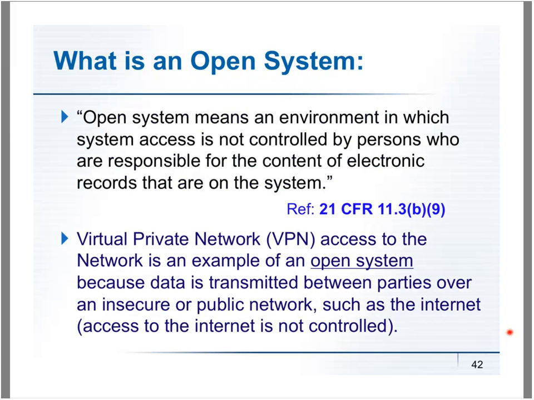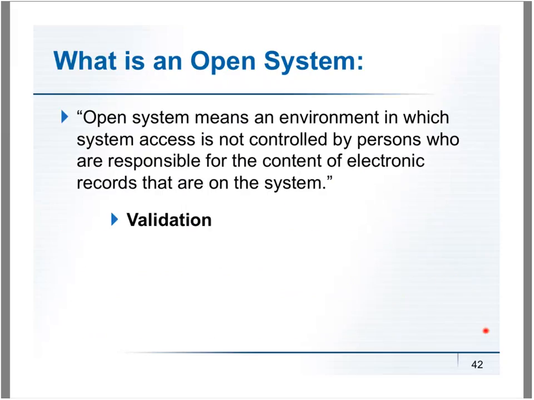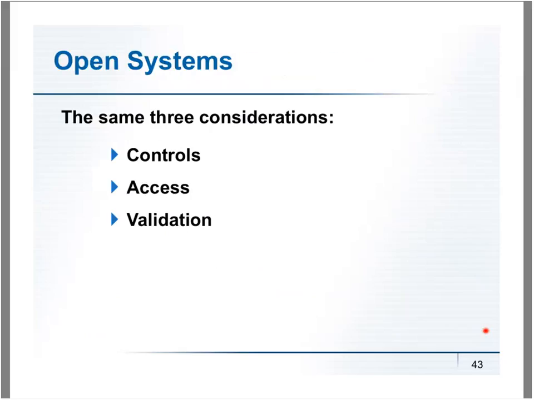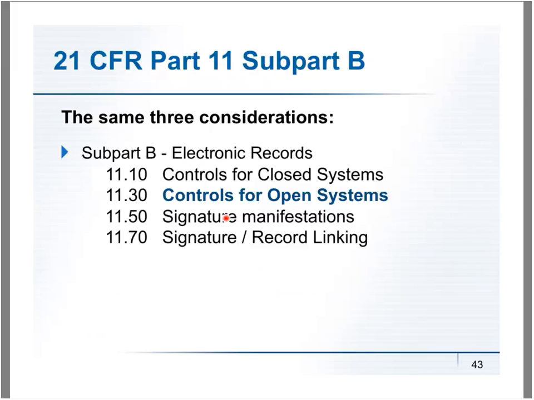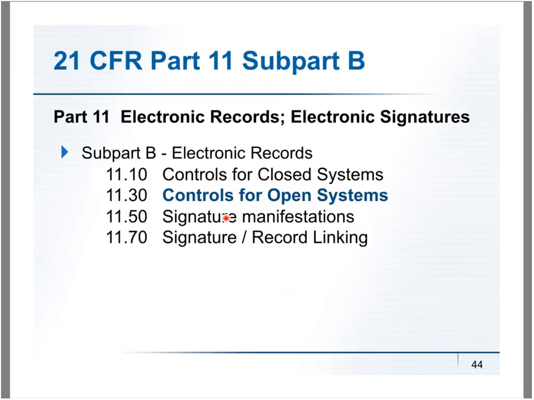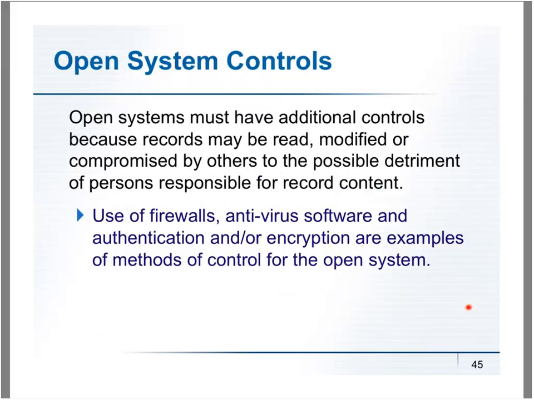Well, let's get back on track and look at open systems for a bit. The same questions need to be answered. So there's nothing really new between open and closed. You have to answer the same questions. Again, the controls we look at, controls, access, and validation, doesn't surprise anybody. Part 11, subpart B, point 3.0, that's controls for open system, and this is from subpart B, and that's what we'll be talking about for the next little bit. But first we'll go back to a definition. This is a single digit here.